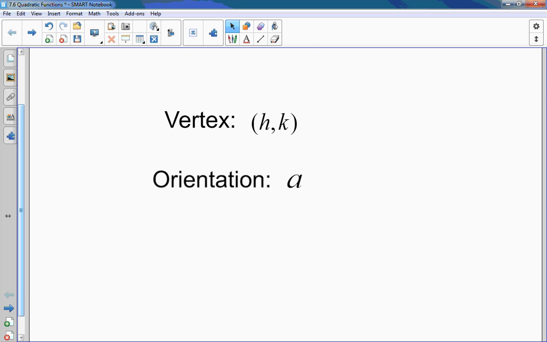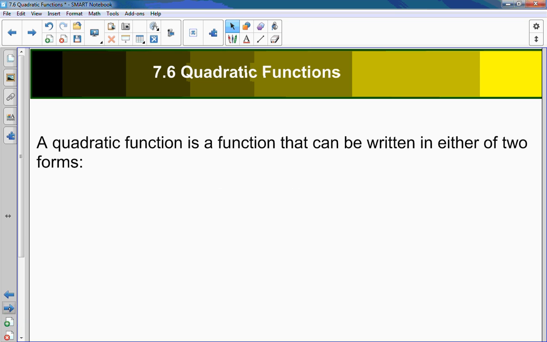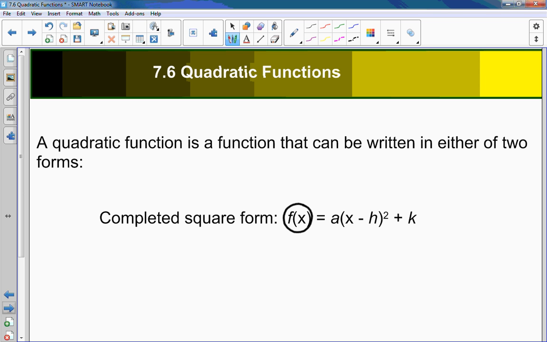Okay, today we're going to get a little bit more complicated. We're going to talk about 7.6, quadratic functions. A quadratic function is a function that can be written in either of two forms. Now you're going to recognize this first equation because it's exactly what we talked about in 7.5. The only difference is instead of y, we use f of x. Now don't be alarmed. I know you guys aren't fans of f of x, but it's not a big deal. Anytime you see g of x or f of x or p of x or any form like that, just replace f of x with y.